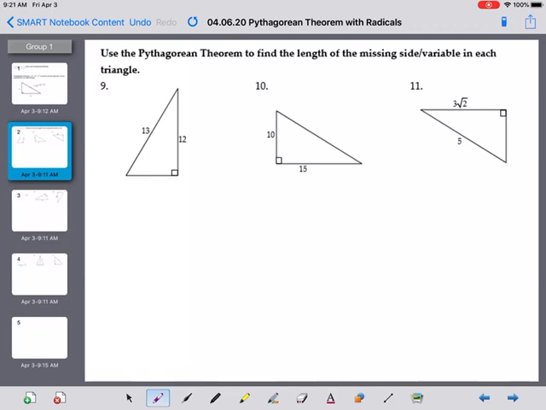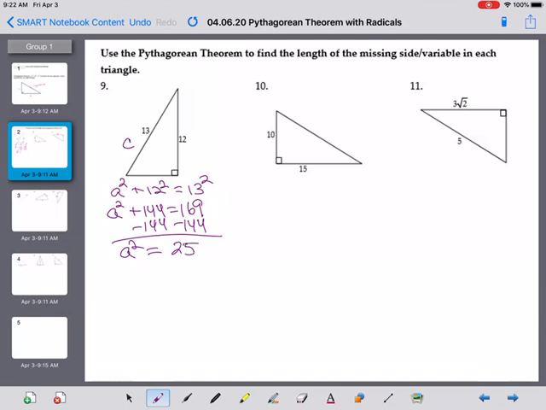All right, so let's look at some examples. Use the Pythagorean theorem to find the length of the missing side in each triangle. In this first one, we know the hypotenuse, so the legs are the other two sides. So we have a squared plus 12 squared equals 13 squared. Then a squared plus 144 equals 169. And then we're going to get a squared by itself. So we have a squared equals 25.